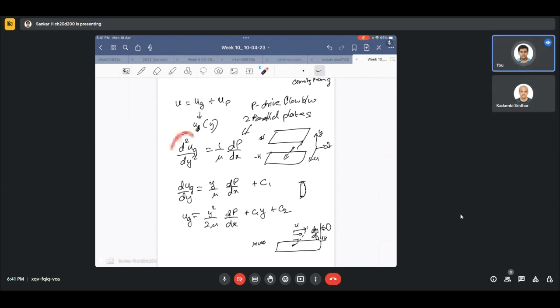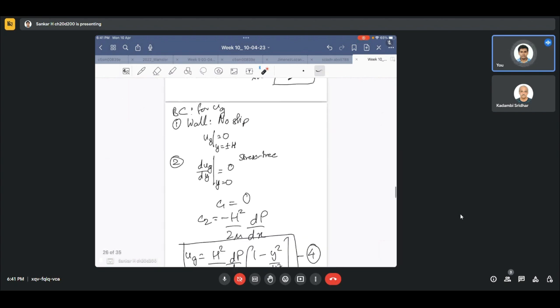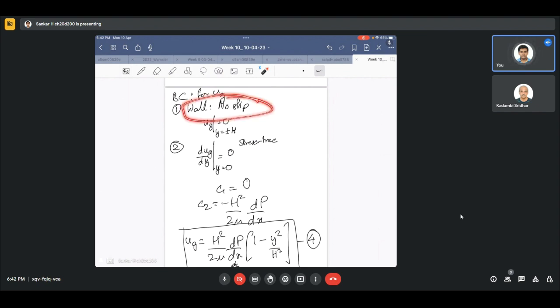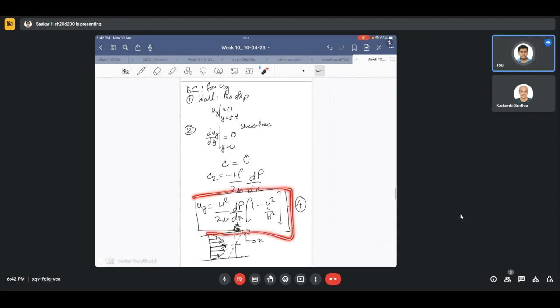The general solution was given by d square ug. It becomes a normal differential rather than a partial differential, as ug is only a function of y, and we said that d square ug by dy square is equal to 1 by mu dp by dx. We integrated twice and used the boundary conditions, no slip at the walls and a stress free condition at the center of the domain, and found the expression for the general solution for the u velocity as h square by 2 mu dp by dx into 1 minus y square by h square.